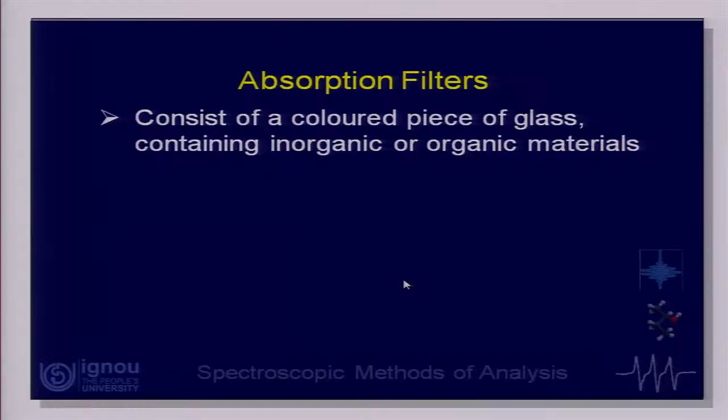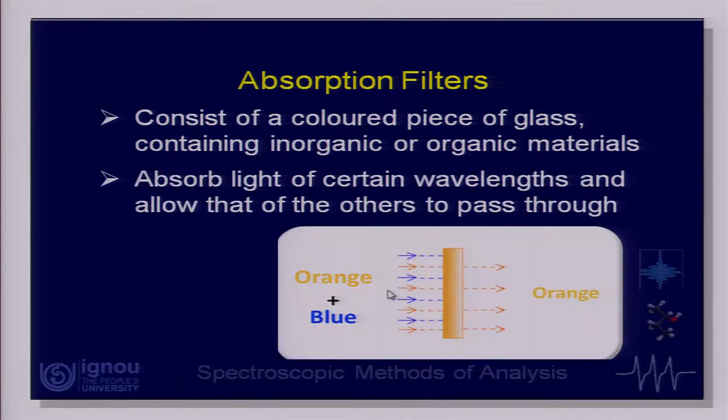Okay. Absorption filters are a very simple thing. Basically there is a small piece of glass which contains inorganic or organic materials. How it works: this is a schematic representation of an absorption filter. Radiation is passing through it; I am just showing here orange and blue color radiation getting through. Blue is absorbed and orange comes out of it.